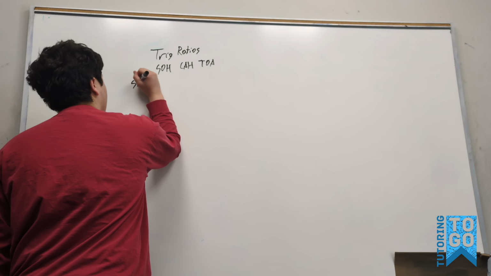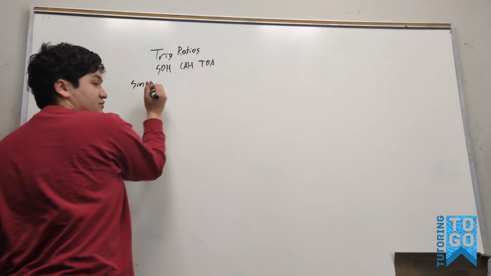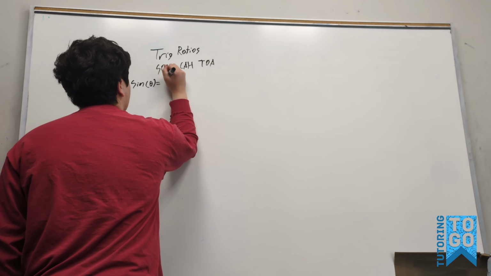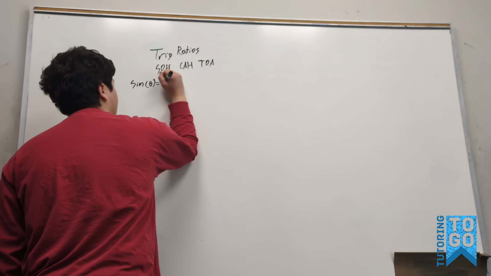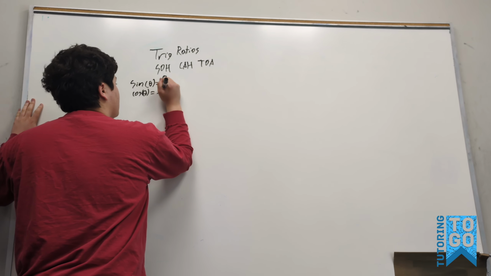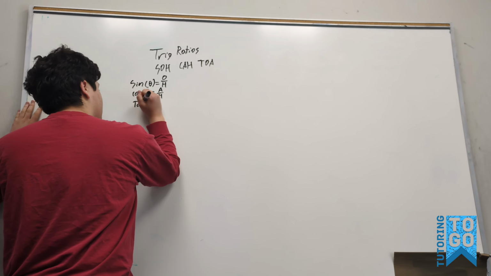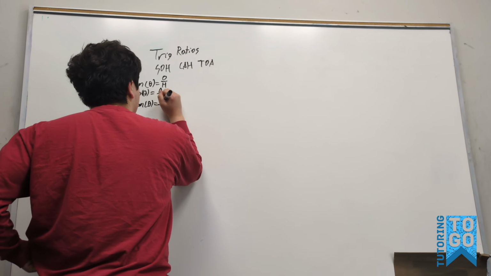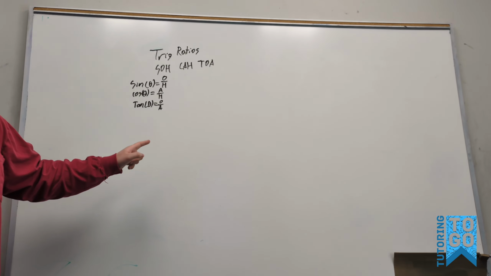So SOH means sine of an angle, we'll use theta for this, is equal to the opposite of the angle over the hypotenuse. Cosine is equal to the adjacent over the hypotenuse, and tangent is equal to the opposite over the adjacent. So what would this look like in practice?